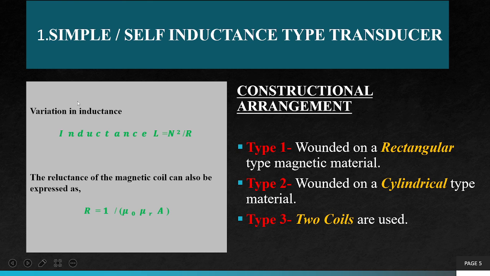Variation in inductance will be calculated by L equal to N square by R. Here L is nothing but the inductance, N is the number of turns, and R is nothing but the reluctance. The reluctance of the magnetic coil can also be expressed using the formula R equal to 1 by mu naught mu R into A. Now we'll see type 1, type 2, type 3 in detail.